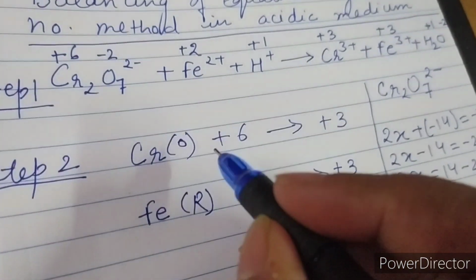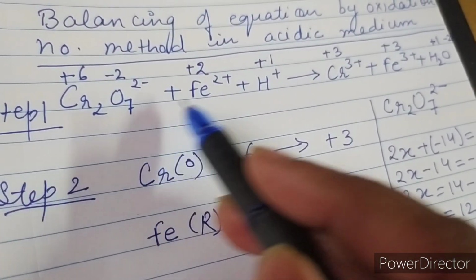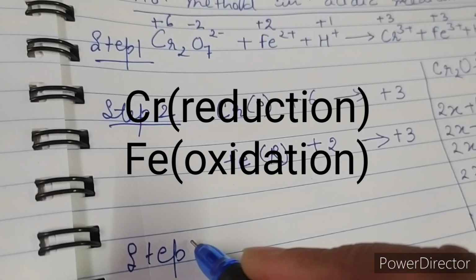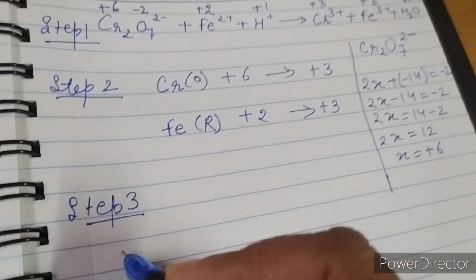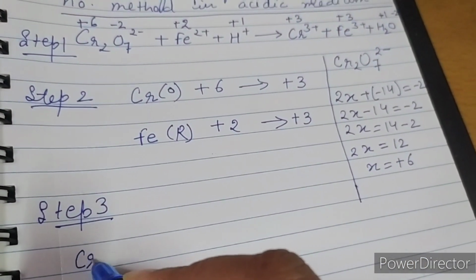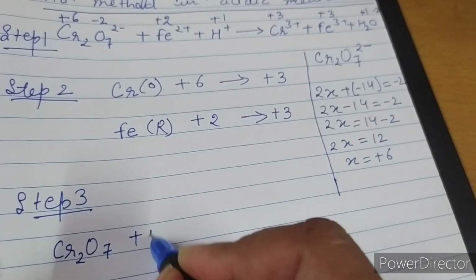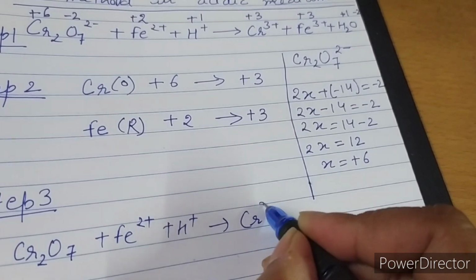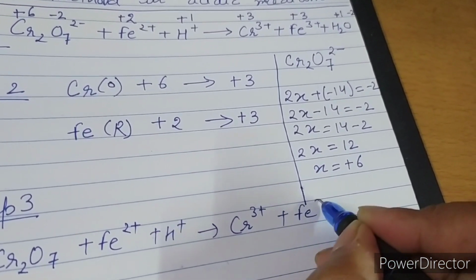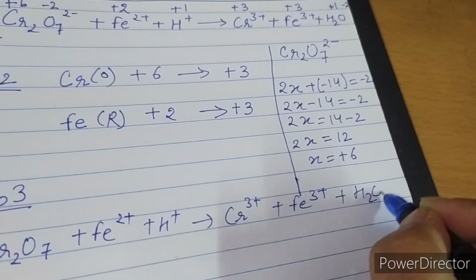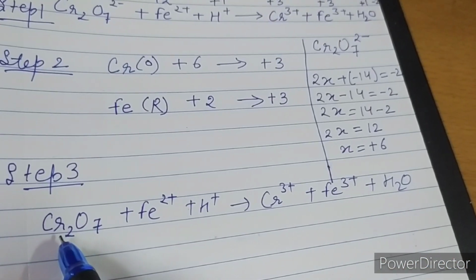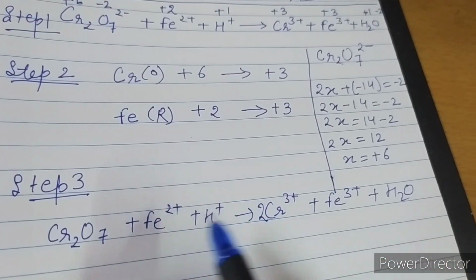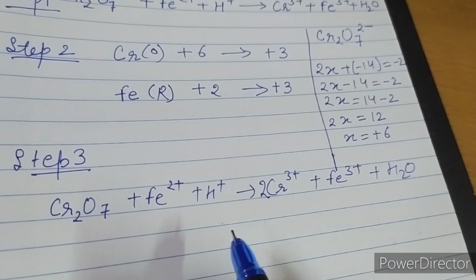Now the next step is we have to balance the chromium and iron atoms in this equation. So in step 3, firstly we will equalize the two atoms which are undergoing oxidation and reduction. So we'll copy the equation again, that is Cr2O7 2- plus Fe2+ plus H+ will give you Cr3+ plus Fe3+ plus water. Now here you can see the chromium is 2 in number, so here I will again put 2 to equalize the chromium atom, and iron is 1 on both the sides, so I need not balance it.